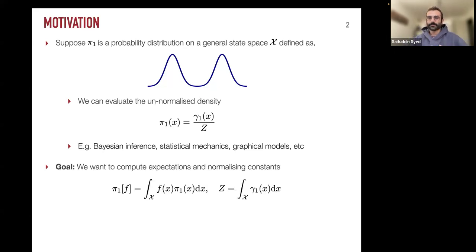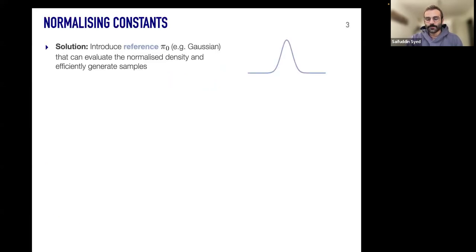The general goal that we have is we want to draw inferences, which we can formalize by saying we want to compute expectations, and we want to maybe be able to evaluate normalizing constants. In general, this is hard. So I'm going to demonstrate two naive ways of computing normalizing constants and expectations.